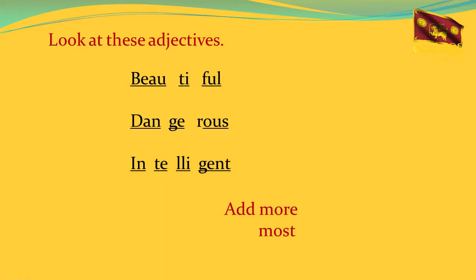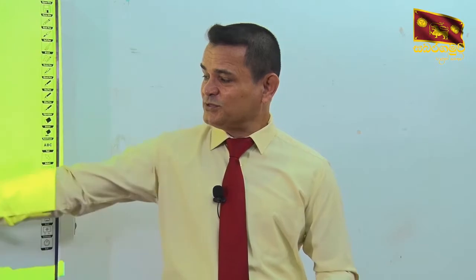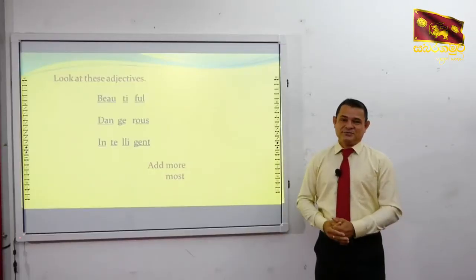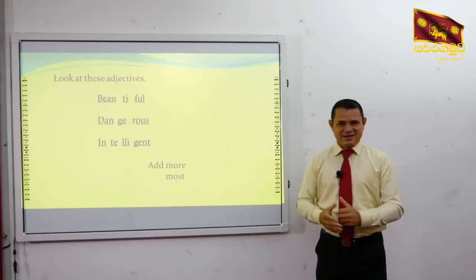Look at the next example, intelligent. Don't worry about the number of letters, right? Here now look at the first 2 letters, in gives only one sound. Last G-E-N-T, 4 letters but one sound. So there are 4 syllables. So when you have such words with more than 2 syllables, you can make the comparative and superlative using more and most.